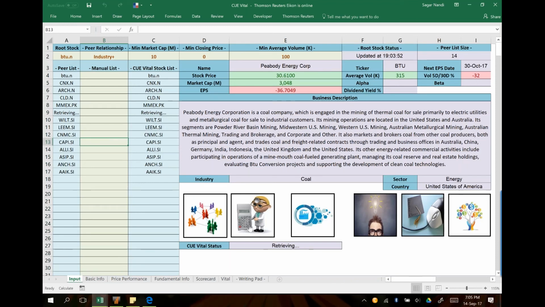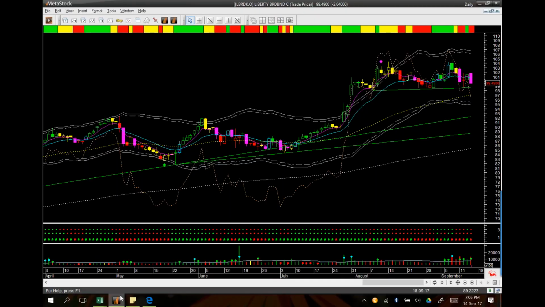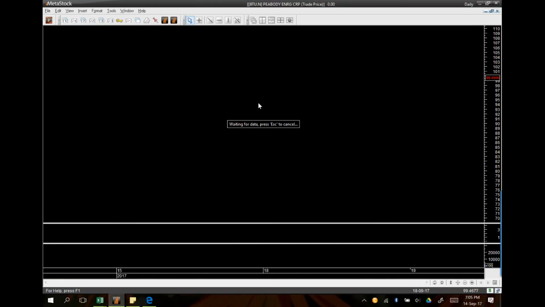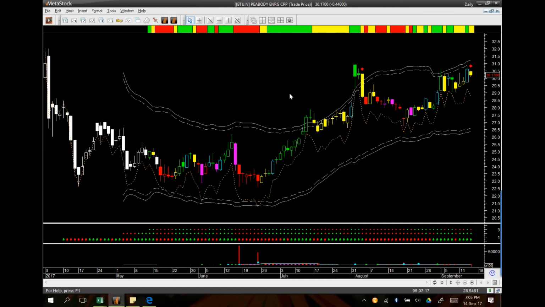Let me do the fundamental calculation again. It is retrieving the fundamental statistics. I may go to the vital statistics. While it is calculating, let me start looking at a few of the stocks, BTU and maybe CLD. If the stock doesn't have enough historical data, a warning will come, no issue.